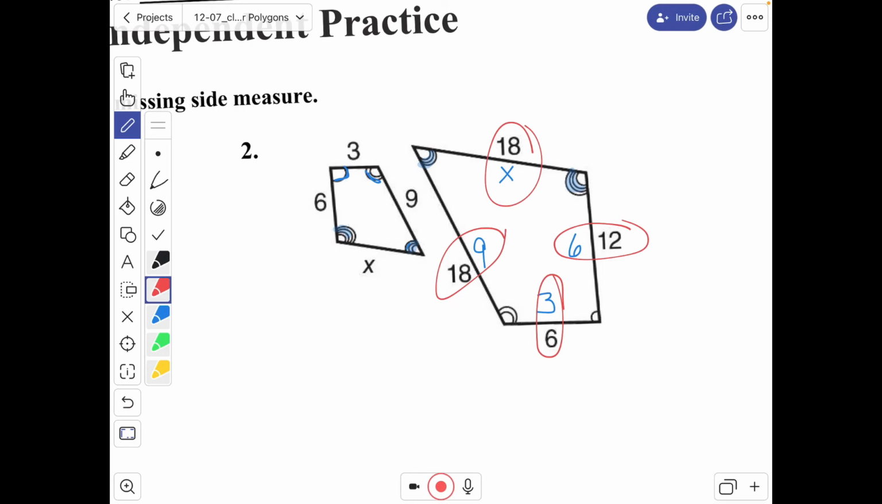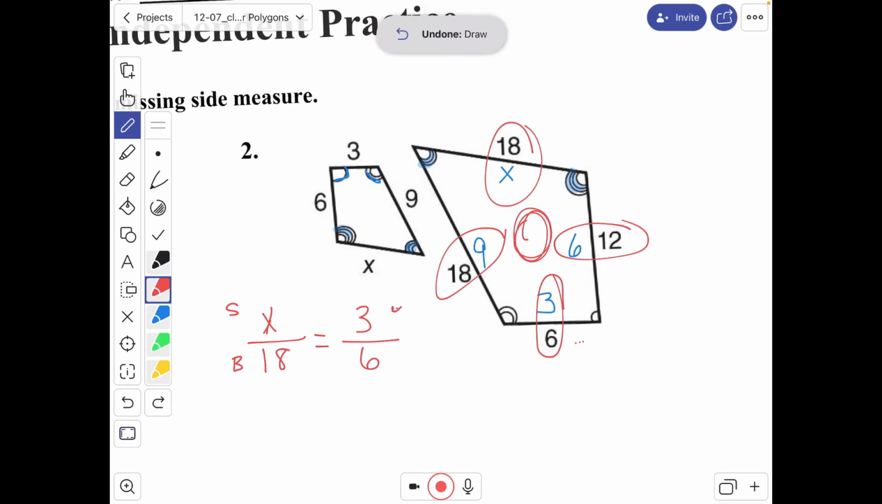I definitely have to use the one with the X. So X over 18. And remember, the numbers inside are my small shape and the numbers outside are the big shape. So when I write the next fraction, I've got to remember to put the small number, or the number on the inside, on top. I'm going to use the small numbers, the 3 and the 6. It doesn't matter which one you use, as long as you make sure that the numbers on the inside go on top and the numbers on the outside go on bottom. And then you solve the proportion. And that one's a pretty easy one to solve.